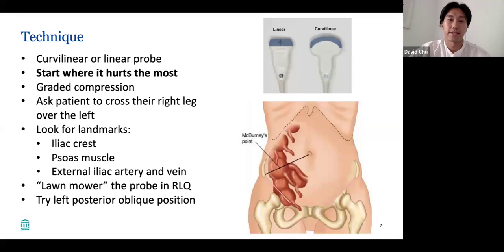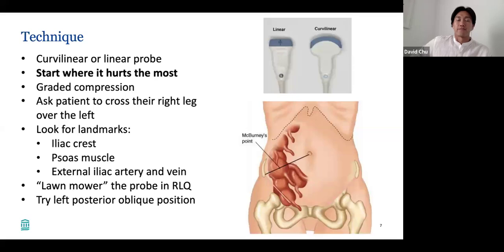The second most important portion of the exam is to use graded compression. And what do we mean by graded compression? Well, basically it means you just slowly press down and apply gentle, but firm pressure. And you slowly let go, move a little bit, and do the same thing.